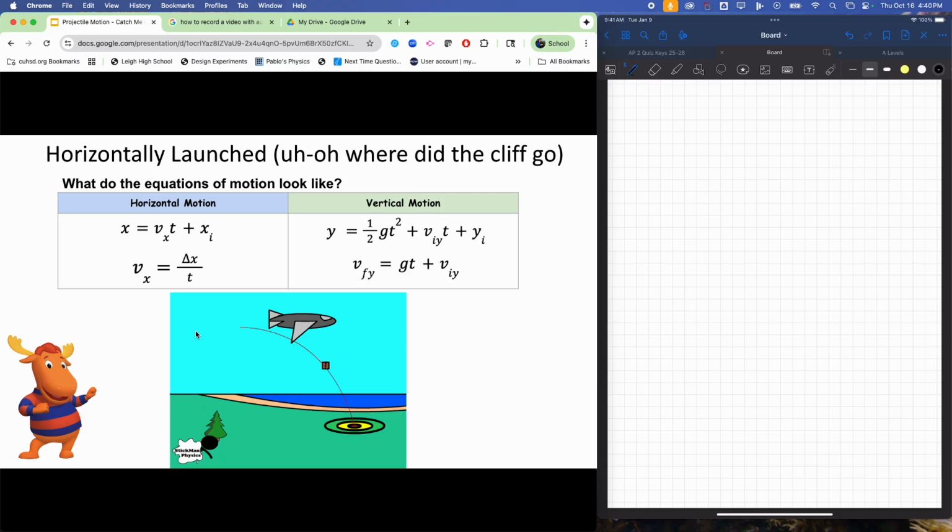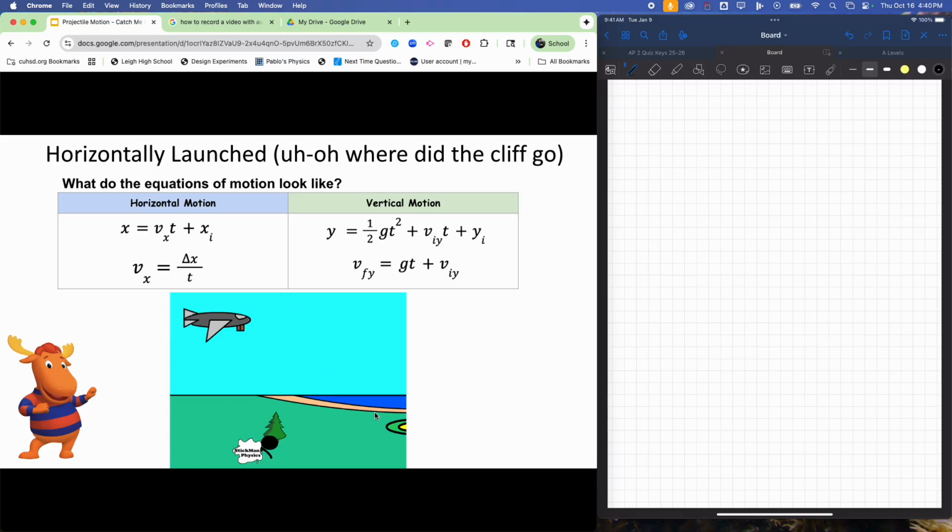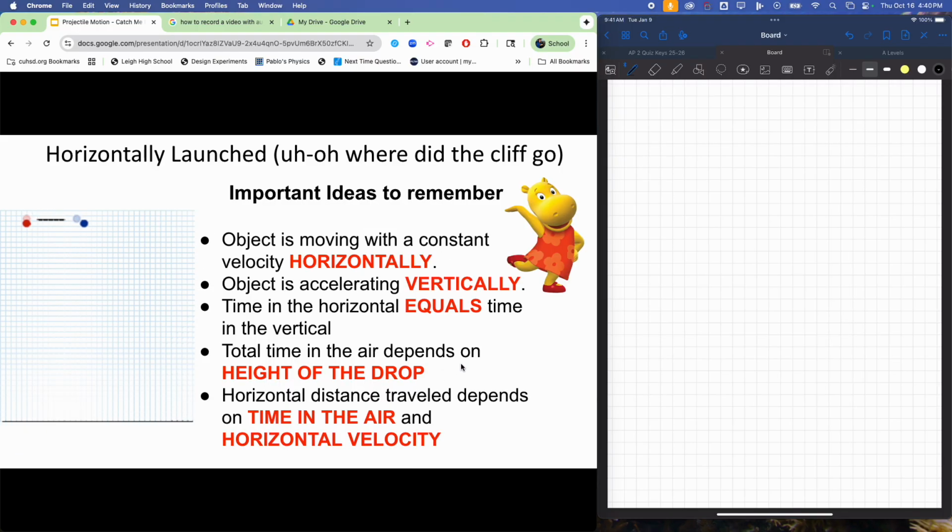Okay, and so here's another example of projectile motion. We've got a plane that's dropping some supplies, and because the plane has an initial horizontal velocity, so does the package that is dropping, and so it's going to be moving vertically and horizontally at the same time. Okay, so here are the important ideas to remember for this kind of motion. Again, I'm going to repeat what we said earlier. In the horizontal direction, the object moves with a constant velocity. In the vertical direction, the object is accelerating. The time that the object is moving horizontally is exactly the same amount of time it's moving vertically.